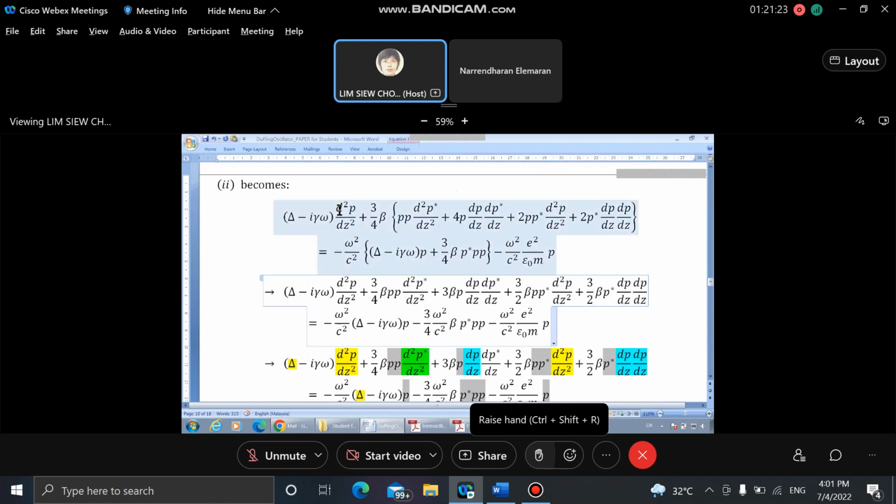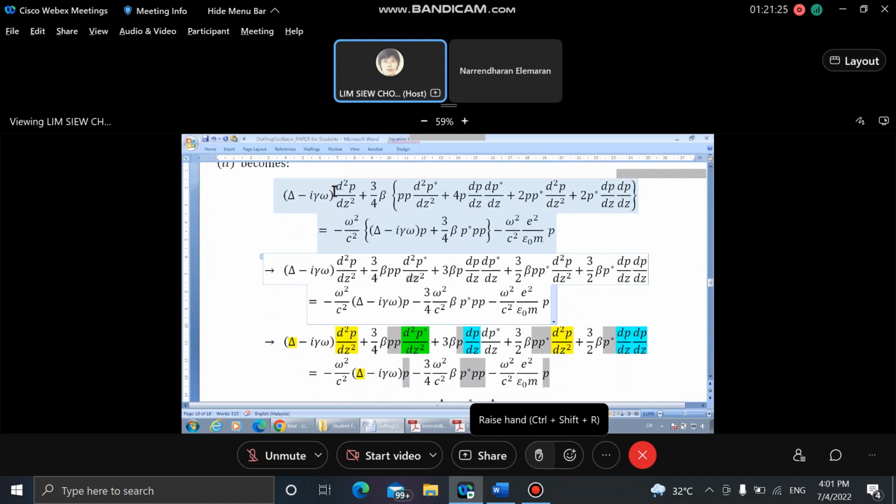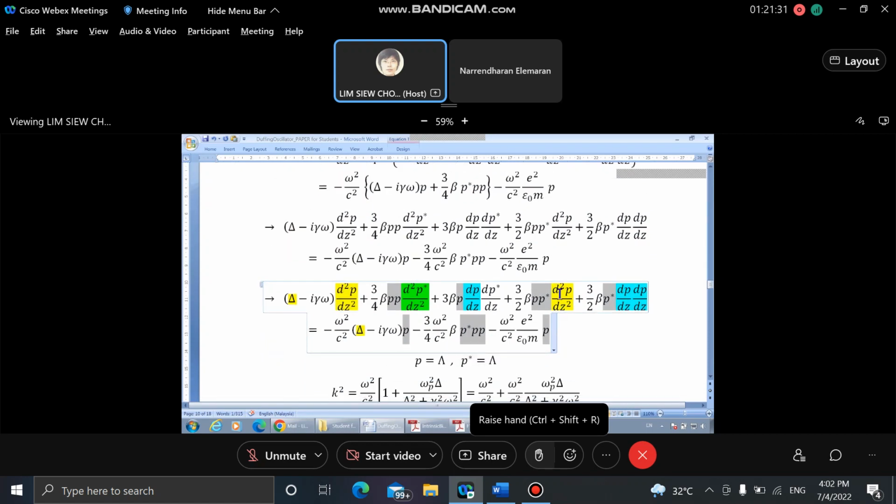For the different order of derivative. So the yellow one is for the second order derivative of P. Okay. There are 2 terms here. There's only 1 term of second order derivative of P star. And then we have the P over Z in blue. And then we have only 1 term of the P over Z.